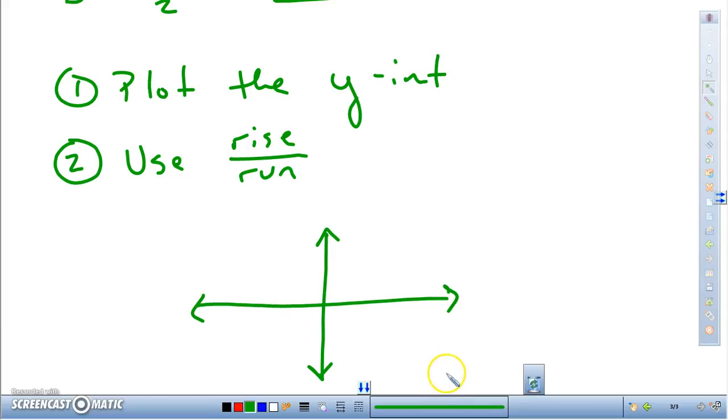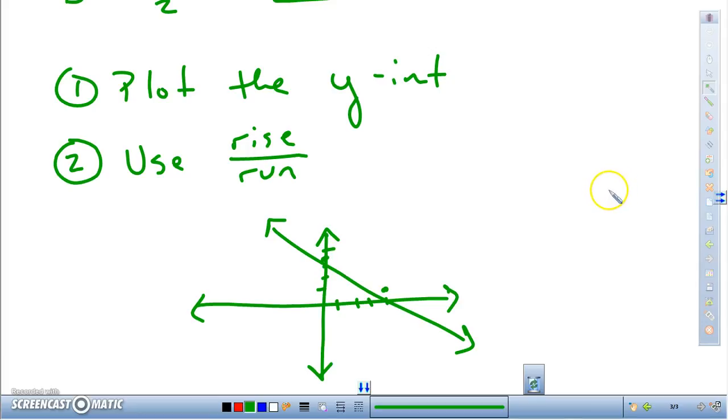So 7/2 has a value of about 3.5, so I'm going to go halfway between 3 and 4 and plot a point. And then from there, I'm going to go down 3 to 3/4, 1, 2, 3, 4, plot another point, and then draw a line. Okay? Not the prettiest, but you get the picture. Plot the y-intercept, and then use your slope from there to find another point.